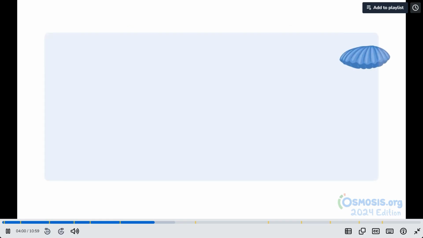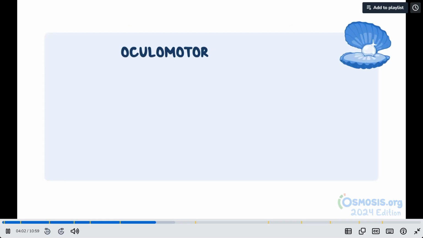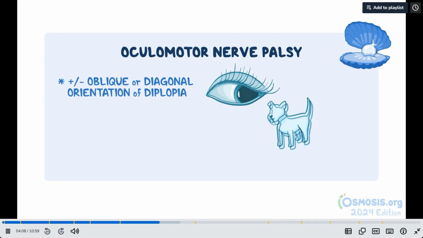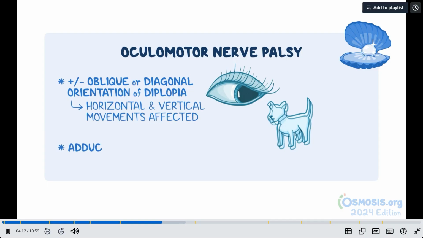Time for a couple clinical pearls. Patients with oculomotor nerve palsy might also report an oblique or diagonal orientation of their diplopia, as the muscles that control both horizontal and vertical movements are affected. Also, because adduction is impaired, patients might report worsening double vision when looking at near objects.